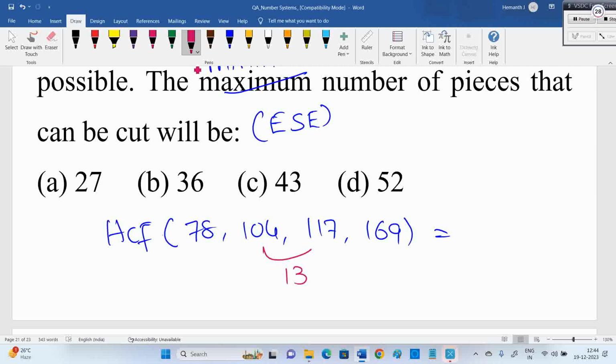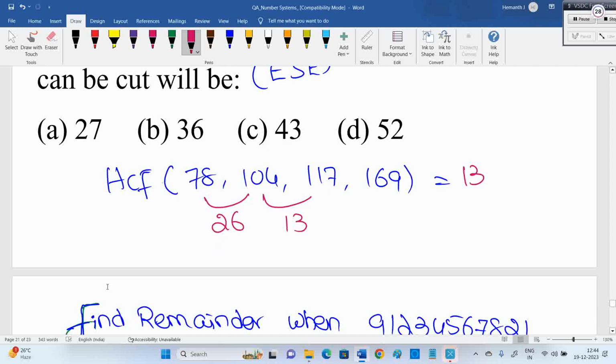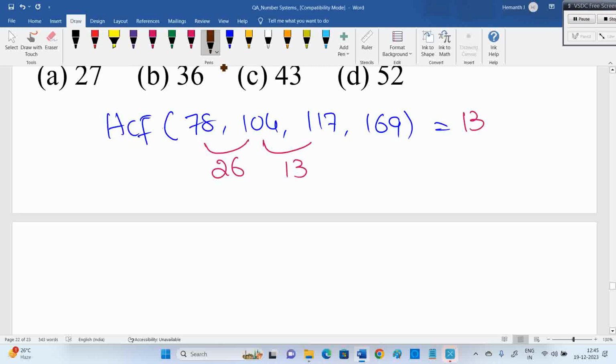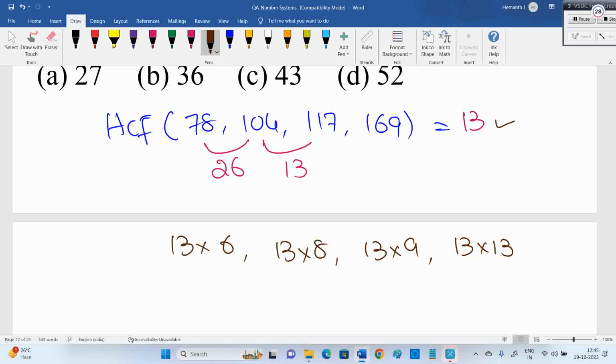Here the difference is how much? 26. You can take multiple differences, but that is giving the clue. Without proceeding, I got 13. I'll check that every number is divisible by 13. 78 can be written as 13 into 6. 104 is 13 multiplied by 8. 117 is 13 multiplied by 9. 169 is 13 multiplied by 13. So HCF is 13, correct.